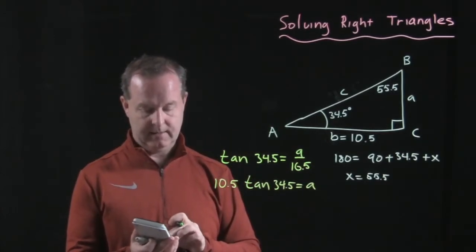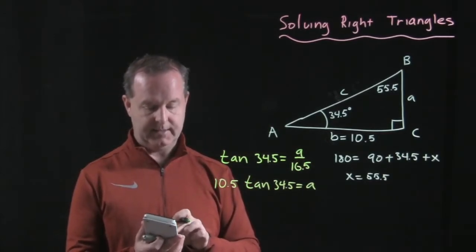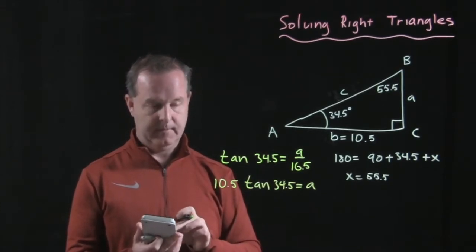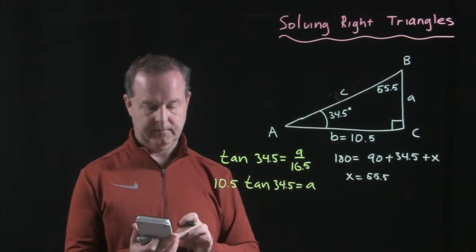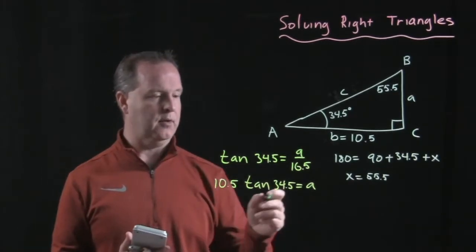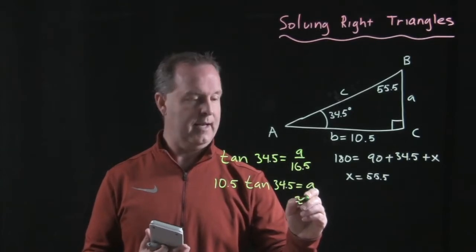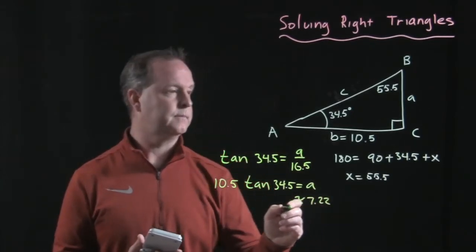So 10.5 times the tangent of 34.5 equals 7.21 approximately, or 7.22. So I'll say approximately 7.22.